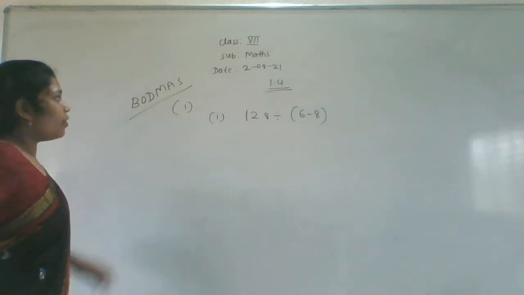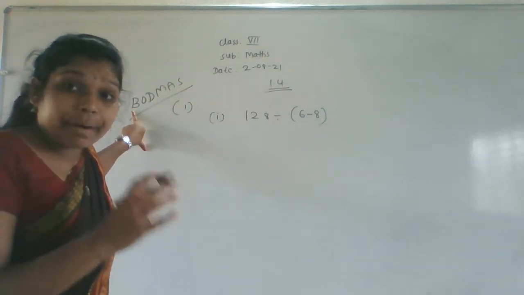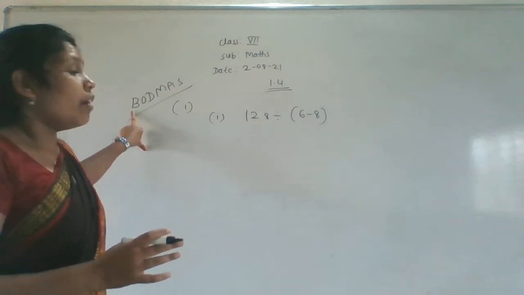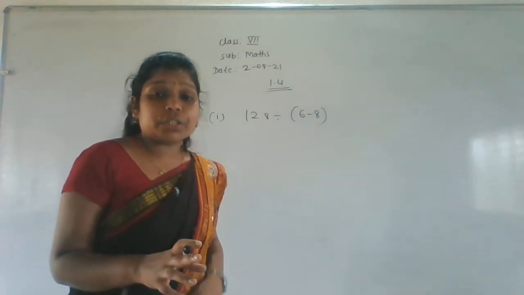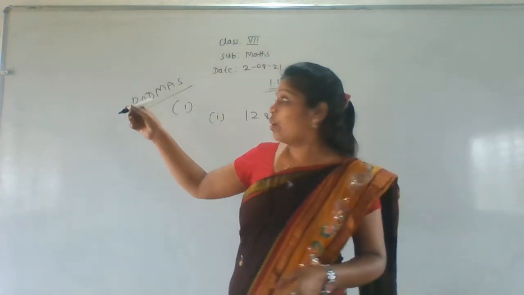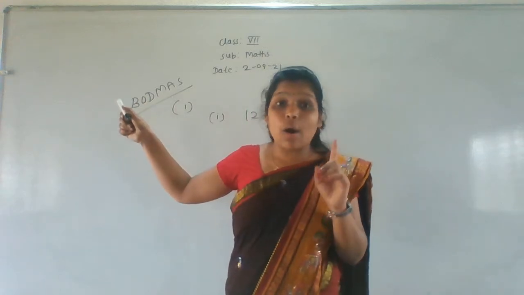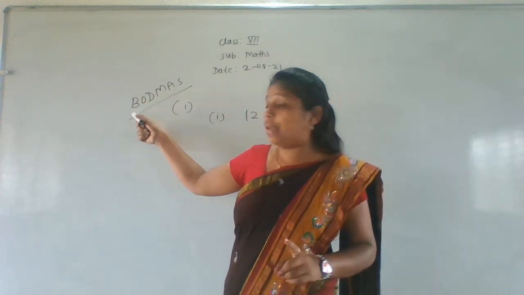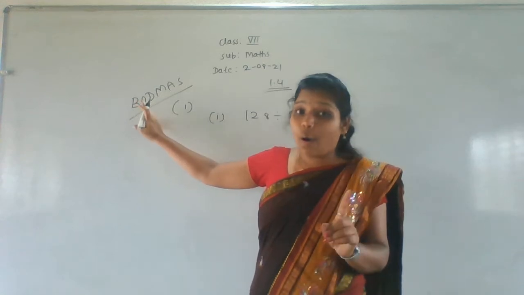B means first we have to operate the bracket functions. We have to solve the bracket first. That is the meaning of this rule. B means first solve all the brackets. That is the meaning of this B.